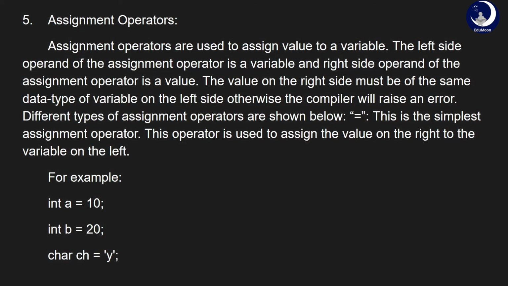Equal to. This is the simplest assignment operator. This operator is used to assign the value on the right to the variable on the left. For example, int a is equal to 10. Here 10 is assigned to the variable a. Similarly, int b is equal to 20. Here 20 is assigned to variable b. Here small y is assigned to a character variable ch.